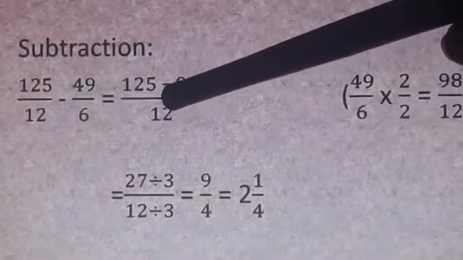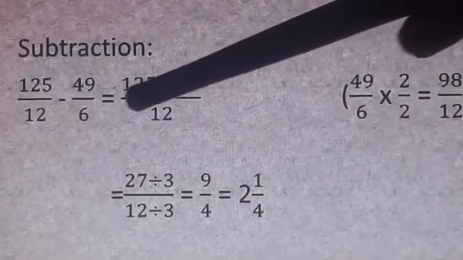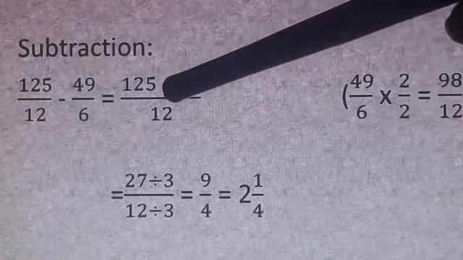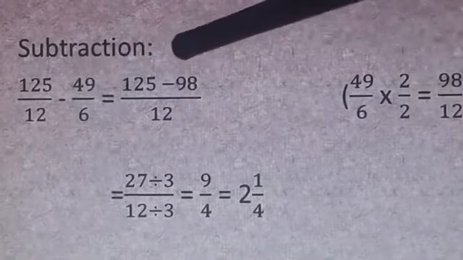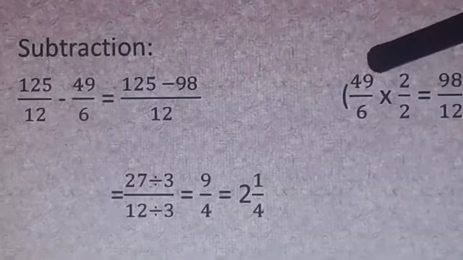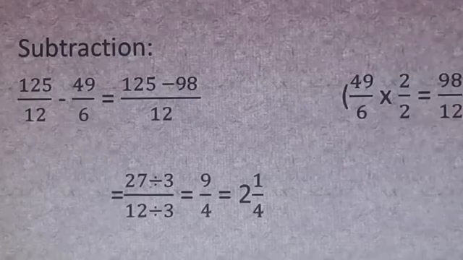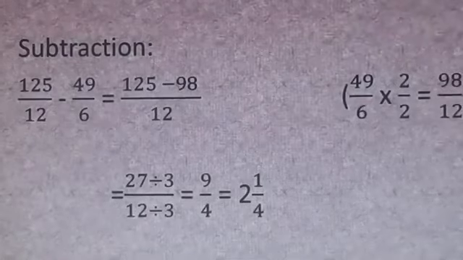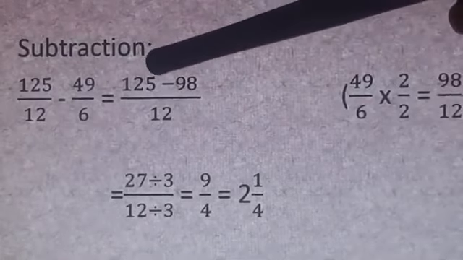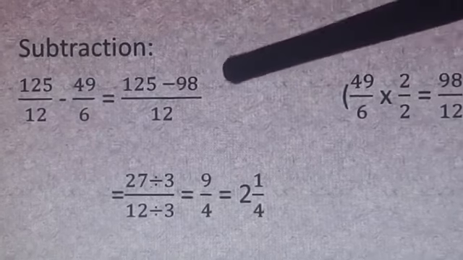12 divide 12. Answer is 1. 1 into 125. 125 only. 12 divided by 6. Your answer is 2. 49 multiplied by 2 will give you 98. Or we can do this multiplication also in rough column. 49 upon 6 multiplied by 2 upon 2. That is 98 upon 12. 12 is already there in LCM. Now 125 minus 98 is 27 upon 12.